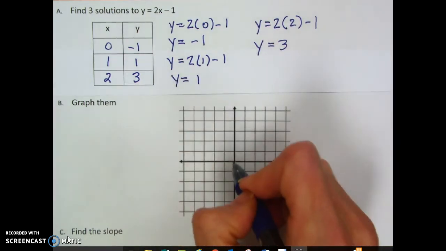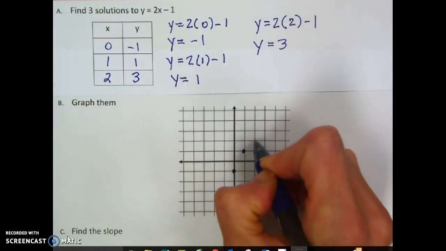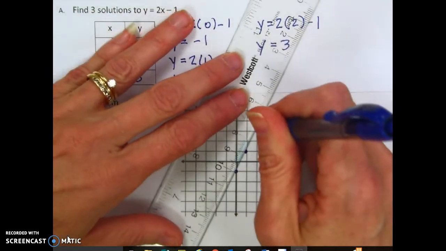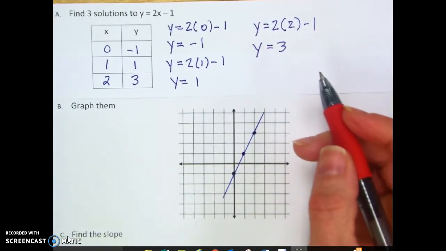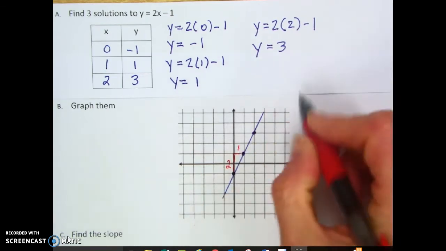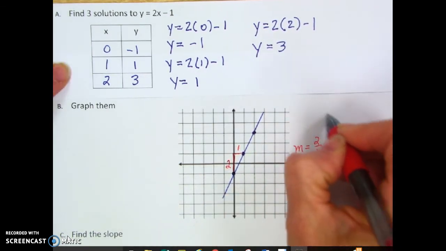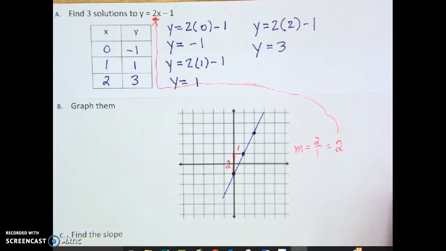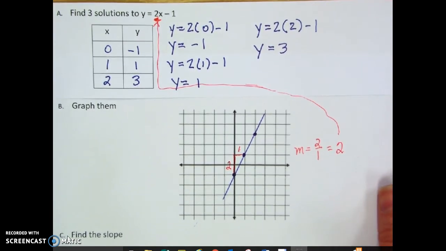So I plot these points, 0, -1, 1, 1, 2, 3. Draw my line. Count the spaces now to find the slope. 2, 1. My slope is 2 over 1, or just 2. Notice if I go up here to my equation, the number multiplied times my x in my equation was 2. So that's my slope.